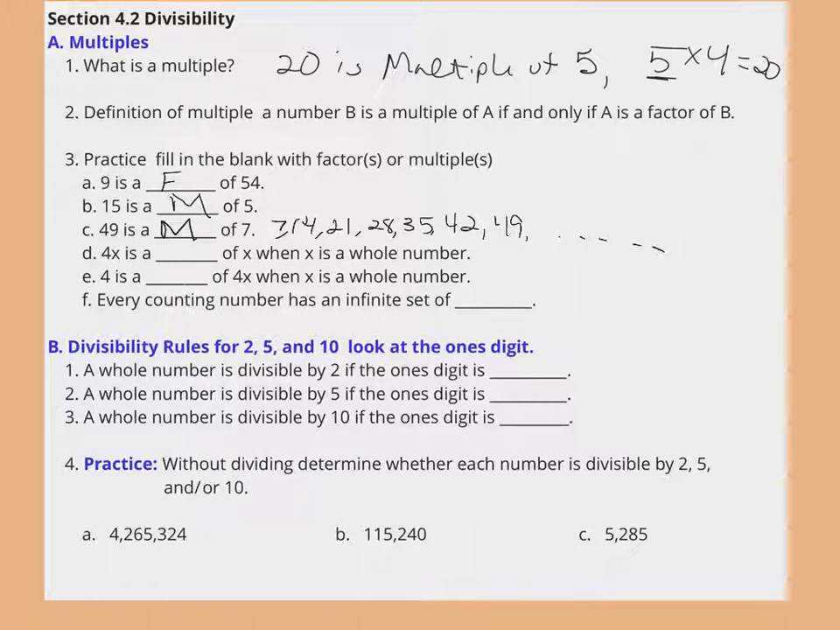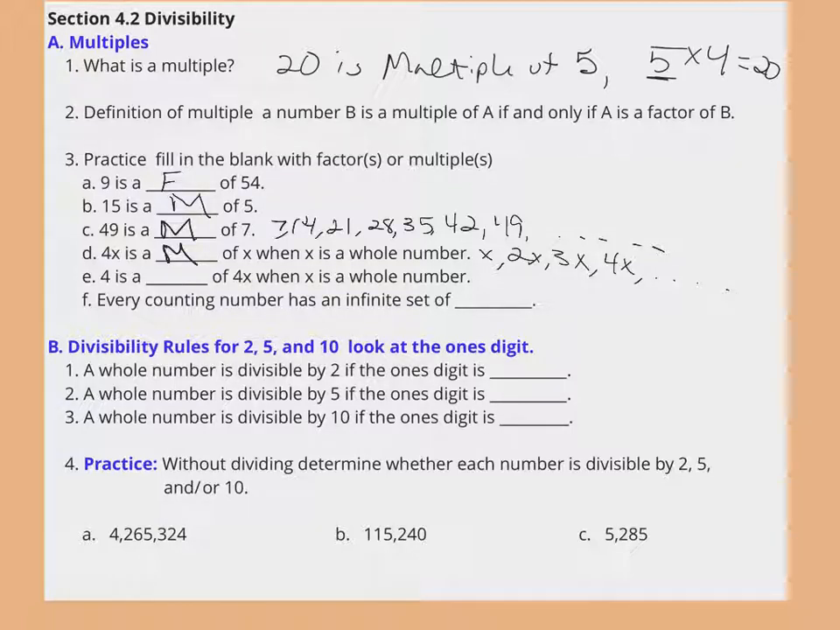So we have 4x is a blank of x, when x is a whole number. 4x, 4 times x, is really bigger than x, so I'm going to say that this is a multiple. And we could think of it this way: if we were listing out the multiples of x, we would have x times 1, x times 2, x times 3, x times 4, and so on. So it would be a multiple.